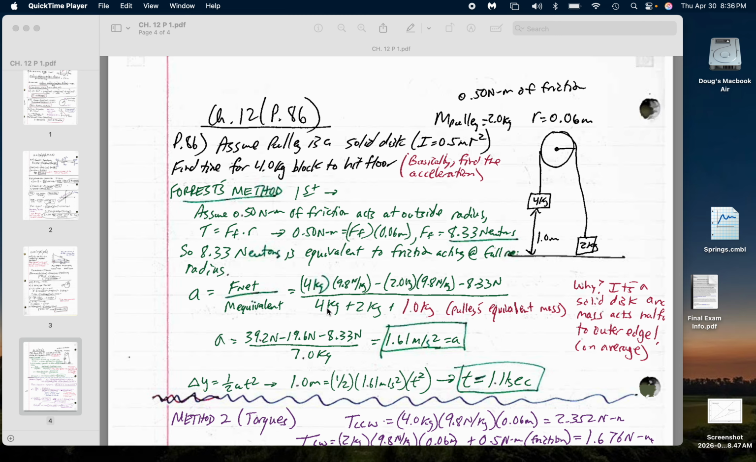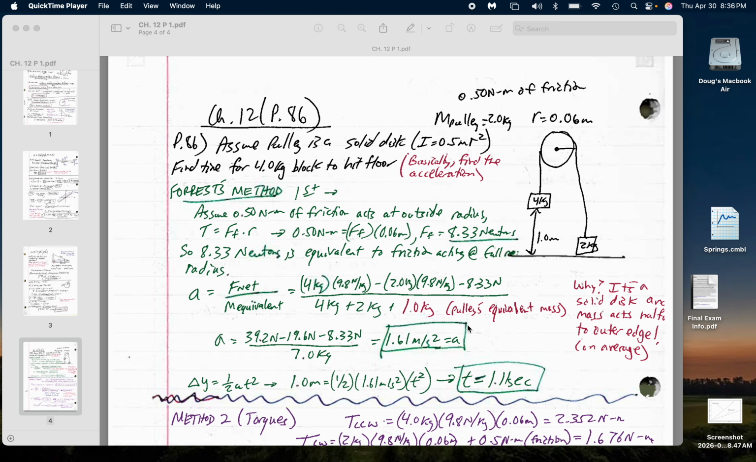The total mass of the system is 8 kilograms, but the equivalent mass is 4 kilograms for this, 2 kilograms for this, and this pulley, because it's a solid disc, has an equivalent mass of 1 kilogram. Why? Because the average location of mass is acting as if it is 1/2 the way out. That's what the 0.5 mr squared means. So I could essentially say this is acting like a 7 kilogram system.